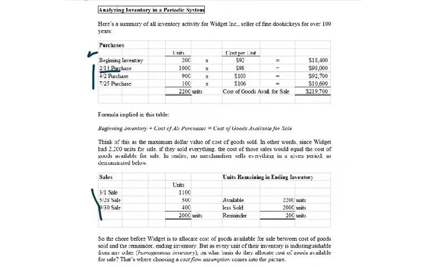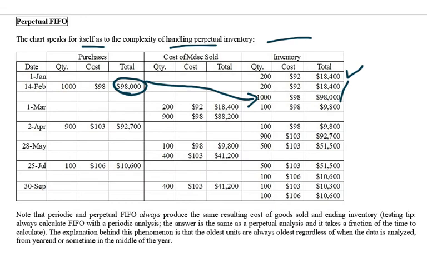Right now, the next thing that happened chronologically was we had a sale on March 1st of 1,100 units. So where did those 1,100 units come from? Again, that's where you reference your cost flow assumption. First stuff in, first stuff out. So you're going to do what? Whatever's at the top of your inventory here, that's the first stuff out the door because that's your oldest. So that means all 200 at 92 are gone, and then you sold 900 of the $98 units.